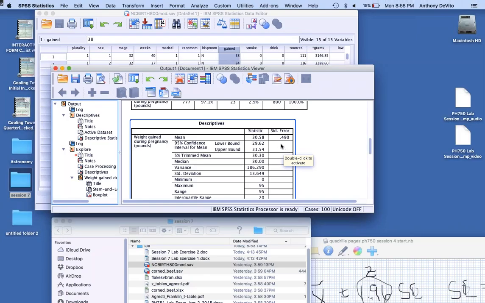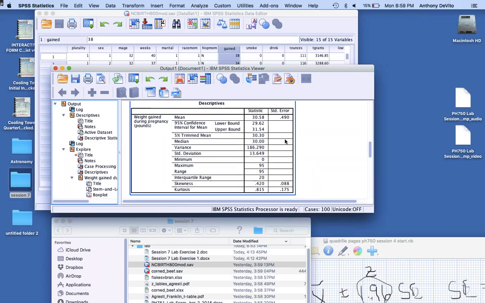So I add and subtract 1.96 times 0.49 pounds, or whatever the t-value would be if it's a small sample. I add and subtract that from my mean, and I get my 95% confidence interval, which SPSS calculates for me. I am 95% certain that the value for the mean of weight gain in pounds for this population is between 29.62 and 31.54.